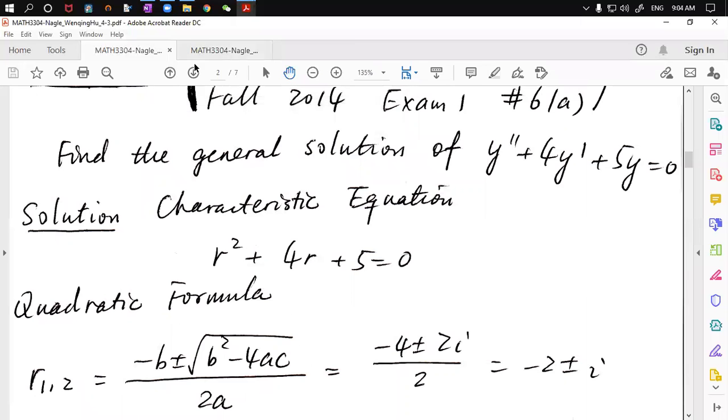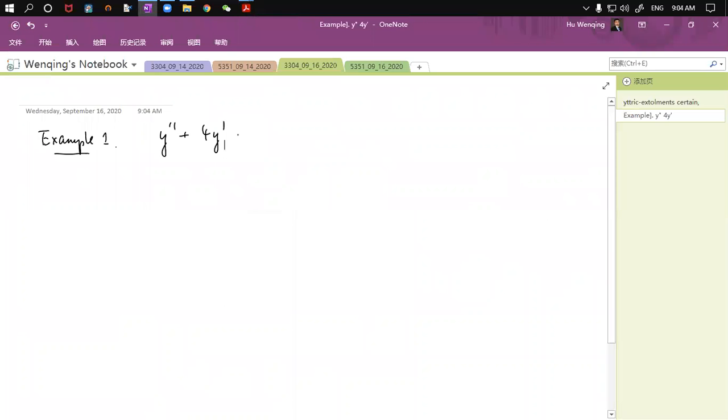Okay, so plus 5 times y is equal to 0. So the solution is going to have the root r squared plus 4r plus 5 is equal to 0. Okay, so that's the characteristic equation. Now you solve this characteristic equation.